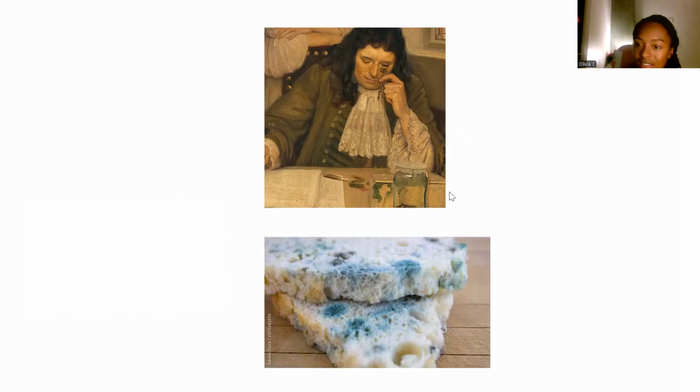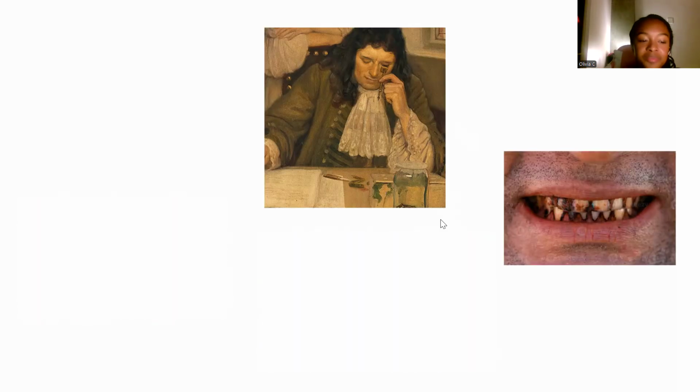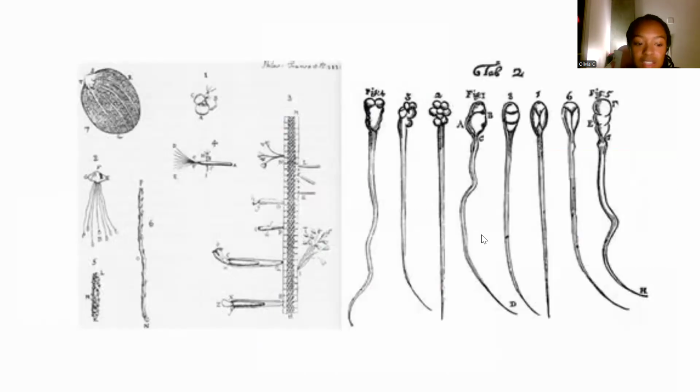examining lake water, mold on bread, and even his own teeth with the glass lenses that he created. He would see these things he called animalcules, which were very prettily moving, which is something he said to the Royal Society of London for the Improvement of Natural Knowledge. And that's an organization that still exists today. He would submit his scientific journals with all his observations there.